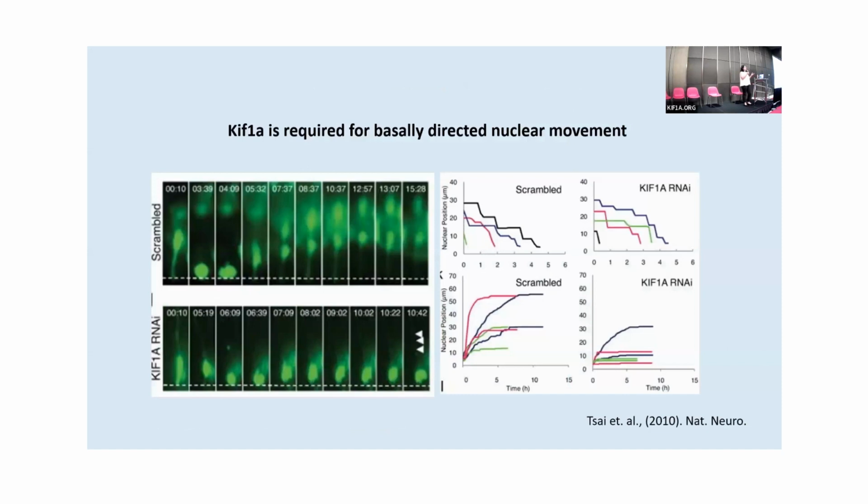And if you want to study the function of a protein, you have to take it out of the cell and see what happens. So here, the top panel shows a cell which has KIF1A and it's moving away from the ventricular zone. But the bottom panel shows the cell that is lacking KIF1A and is not able to move away from the ventricular zone. And that is the first function of KIF1A in radial glial progenitor cells. On the right are the quantifications for it.